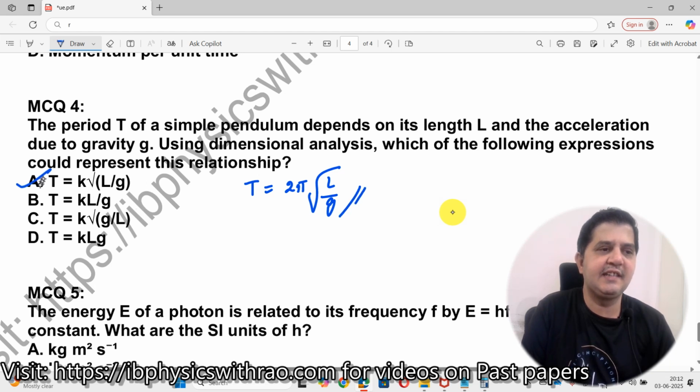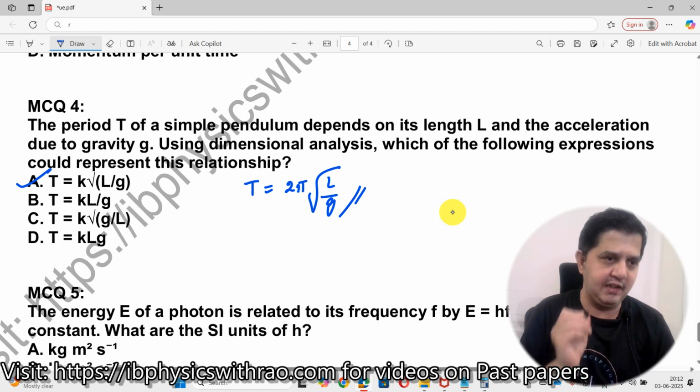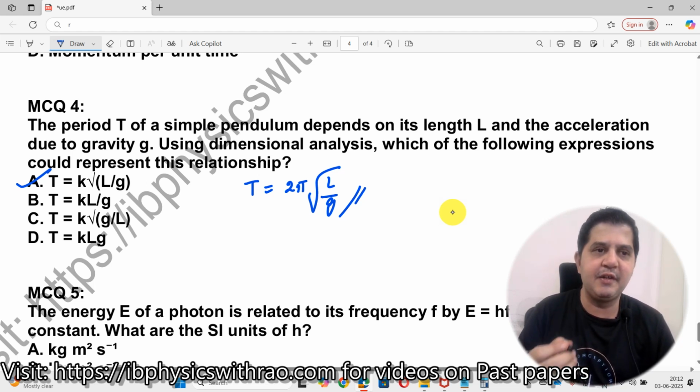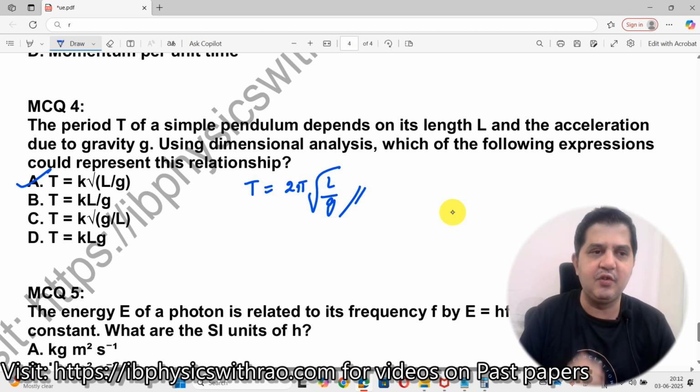Comparing this, you can directly say the answer is A. Okay, but let us say you are not aware of this. How do you get this one here? Sometimes you go to the exam and you forget what to do. Then what you do is you do it by this method. Okay, so now what is given here? There are 4 options over here, and using dimensional analysis you need to determine this.